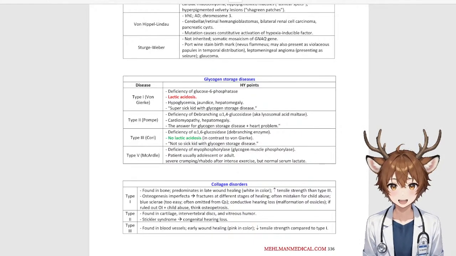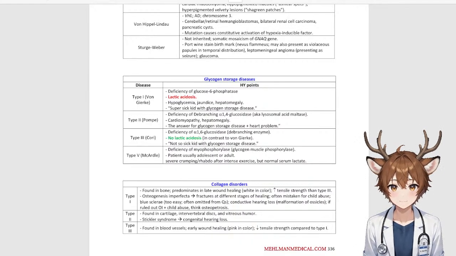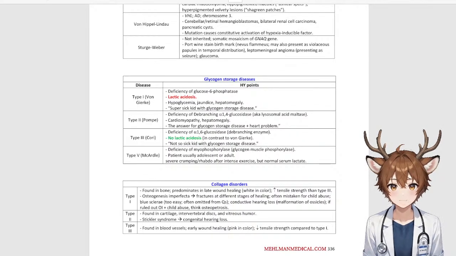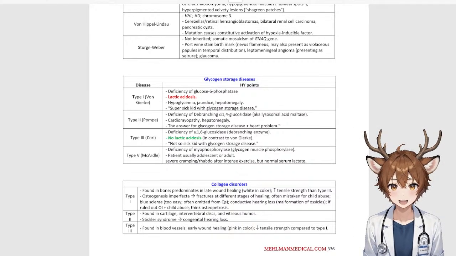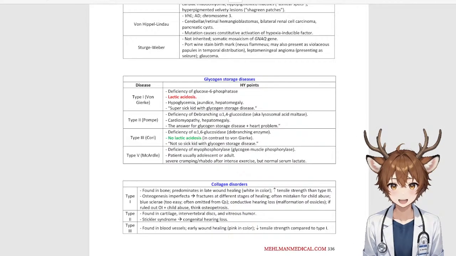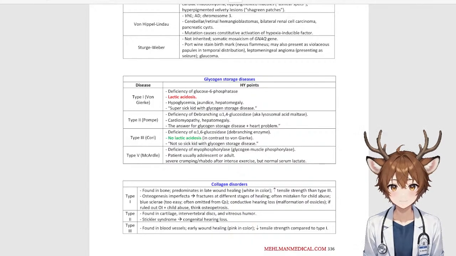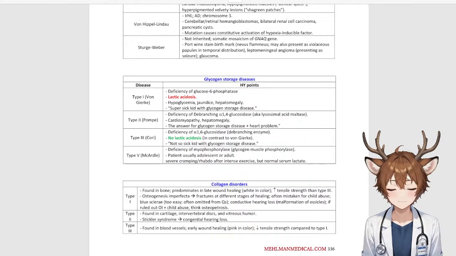But so type 1 von Gierke disease, deficiency of glucose 6-phosphatase, lactic acidosis, hypoglycemia, jaundice, hepatosplenomegaly, super sick kid with glycogen storage disease. What about type 2? Pompe disease, I would imagine. Pompe. Deficiency of alpha-1,4-glucosidase, aka lysosomal acid maltase. Cardiomyopathy, hepatosplenomegaly. The answer for glycogen storage disease plus heart problem.